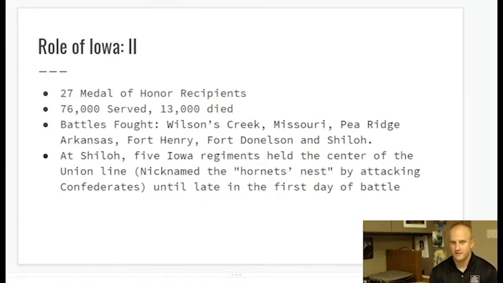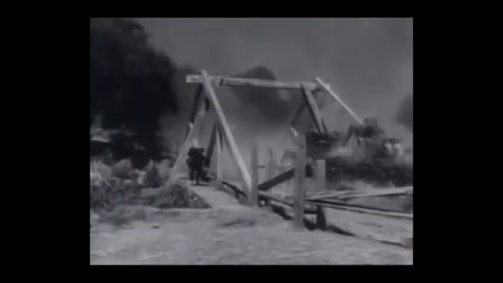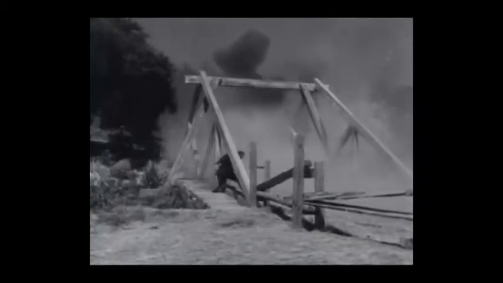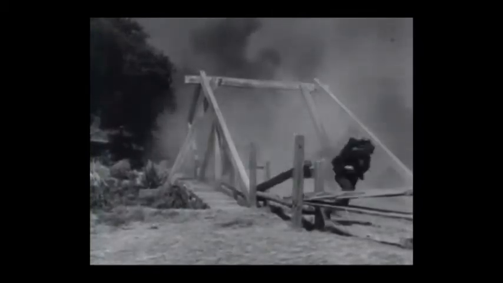Some important battles Iowa fought in would be Wilson's Creek, Missouri, Pea Ridge, Arkansas, Fort Henry, Fort Donelson, and Shiloh. And then at Shiloh, we're going to be seeing 5 Iowa regiments hold the center of the Union line. And they so ferociously defended this Union line that they were nicknamed by the Confederates as the Hornet's Nest. And they were attacking the Confederates to the point where they said it's just like running into a hornet's nest. And they did this until late into the first day of battle at Shiloh.